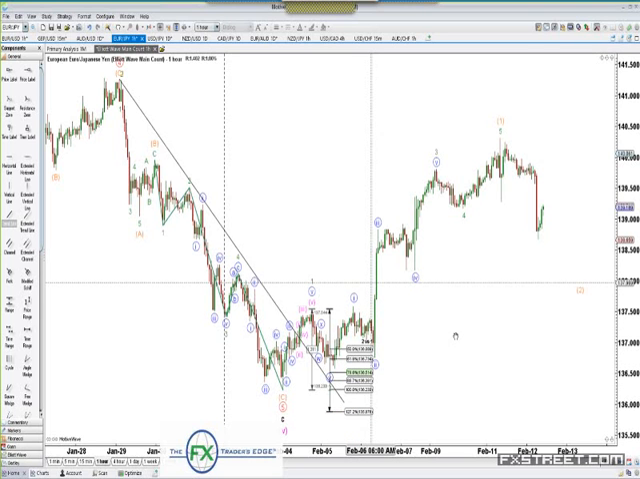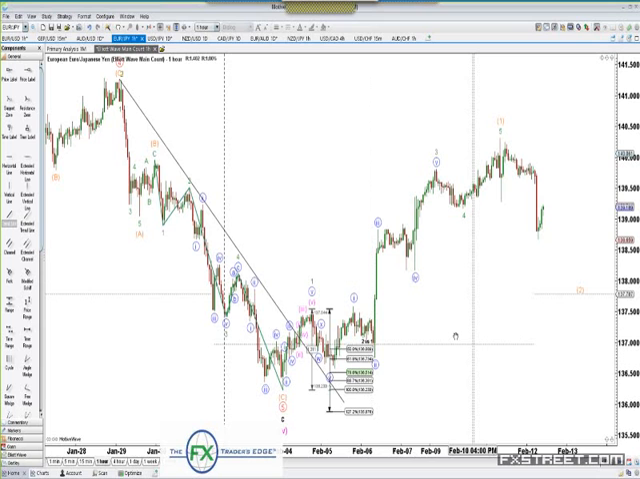Okay, so we have 1, 2, 1, 2, 3, 4, 5 for the wave 3. Market is fractal. Waves inside waves. Then we have wave 4. Then we have wave 5 to complete wave 1. And now we are inside wave 2.